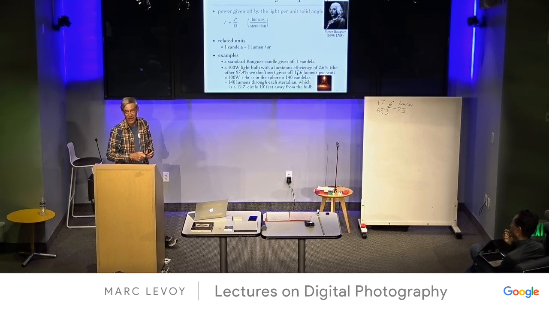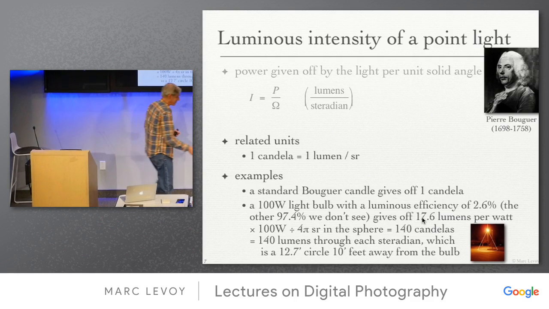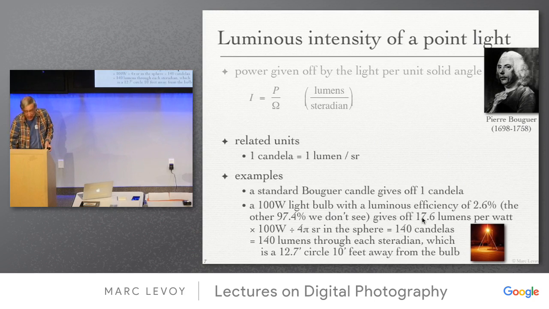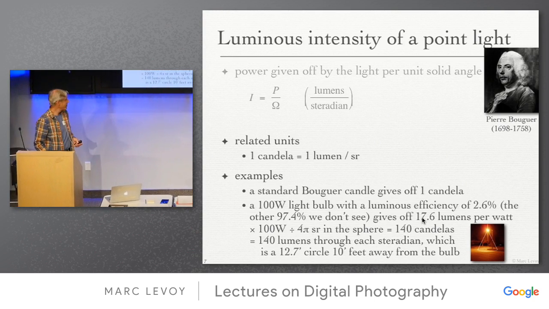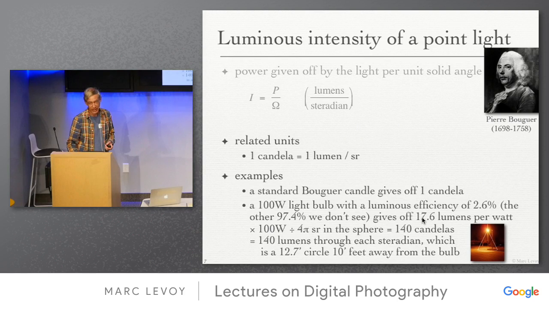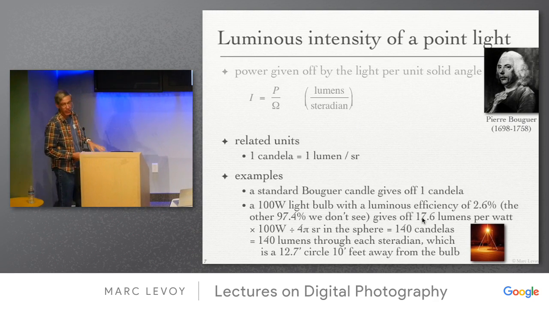LEDs, interestingly enough, are not more efficient. They're just small and bright. They're actually less efficient. In terms of luminous efficiency, as I've defined it here, the amount of light that we see, it's less efficient than a compact fluorescent bulb. Not that much less, and a whole lot better than incandescent. Okay, so that's the luminous efficiency of a point light source.